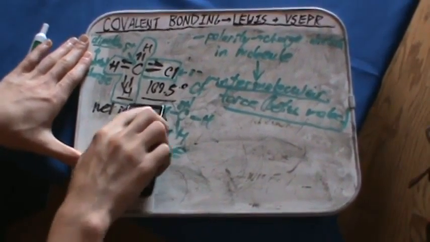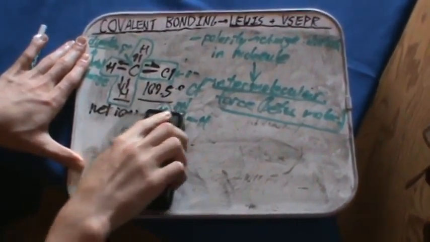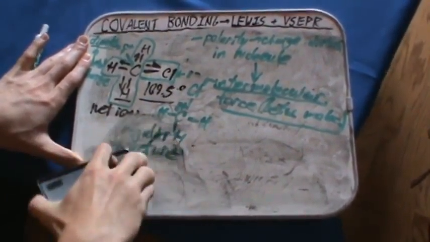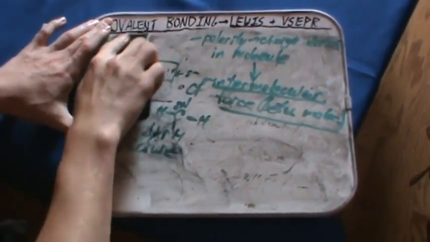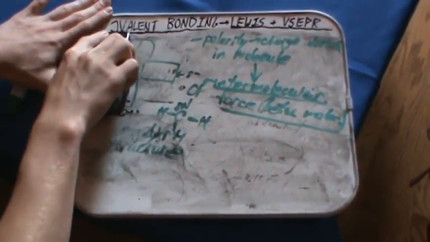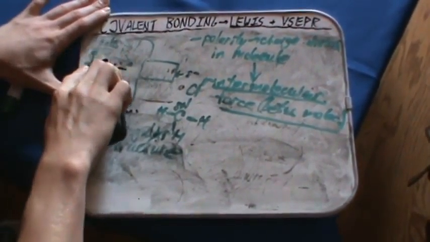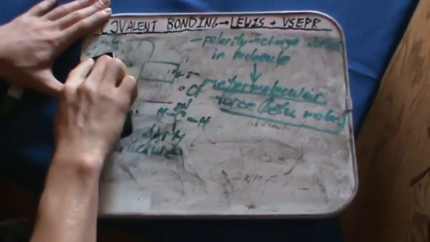Okay, so we've gotten through this idea of not ionic, but polarity, the idea of partial charge distribution in a covalent molecule. Okay.